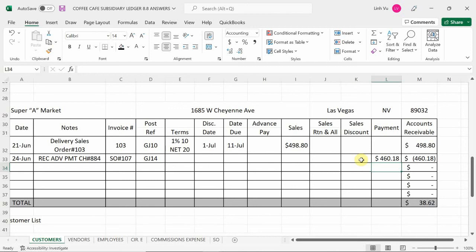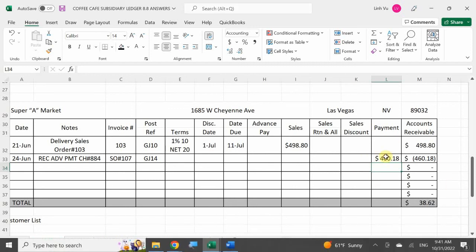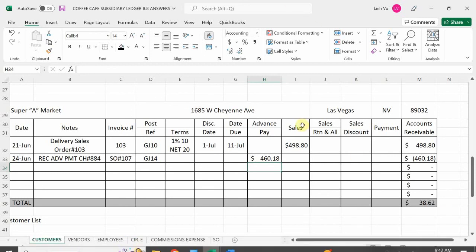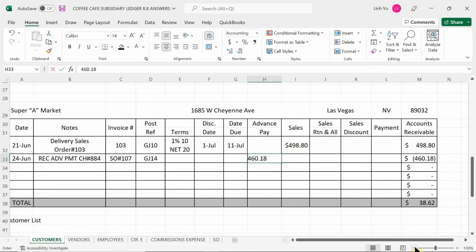Oh, advance payment. Okay, I'm going to show you. If I decide to put it in the advance payment, it still does the same thing. So we can't put it there. But we know for a fact that it is a payment, right? Right.